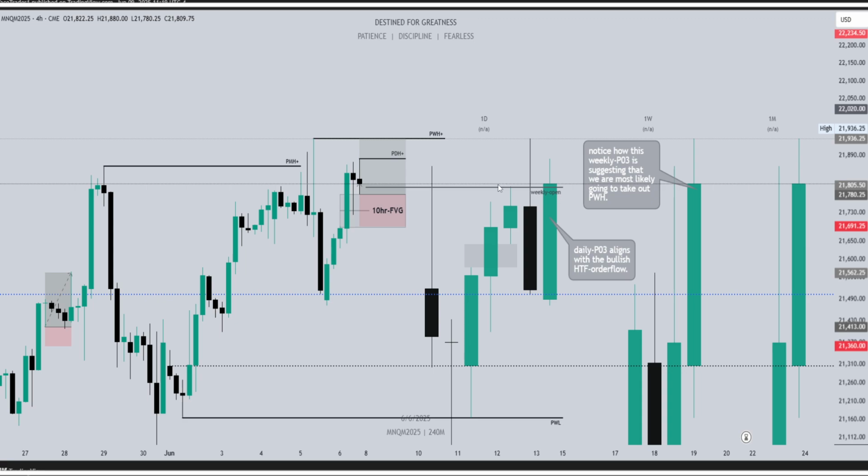And one thing that I do want to mention is that notice how the daily high is different than the weekly high. To me, this means that once we complete the daily objective, there's a bigger reason why we should continue to expand.